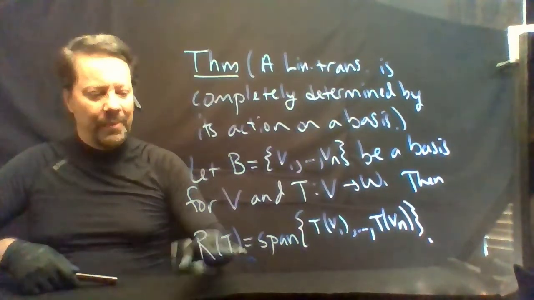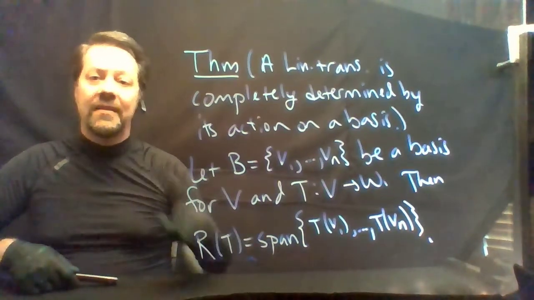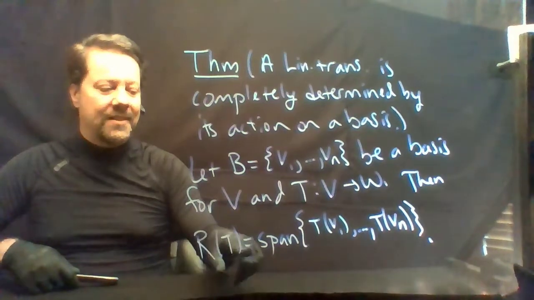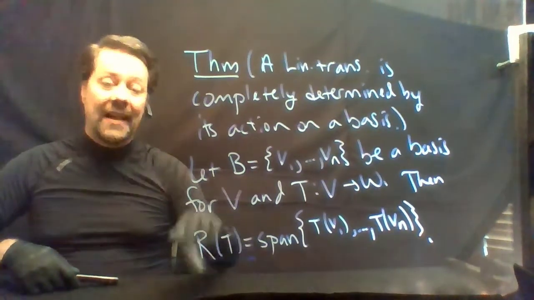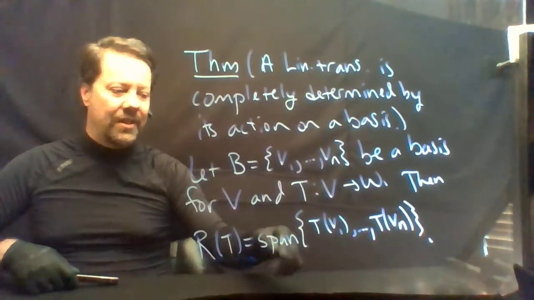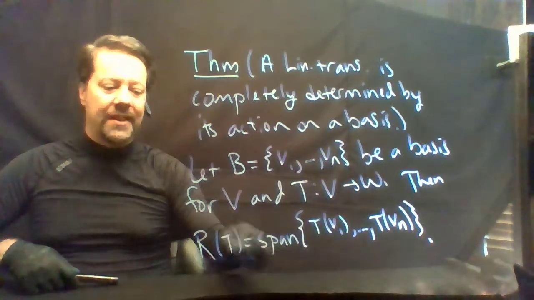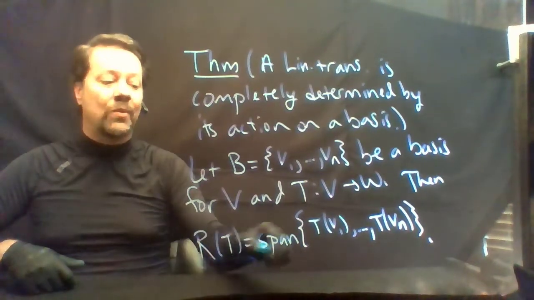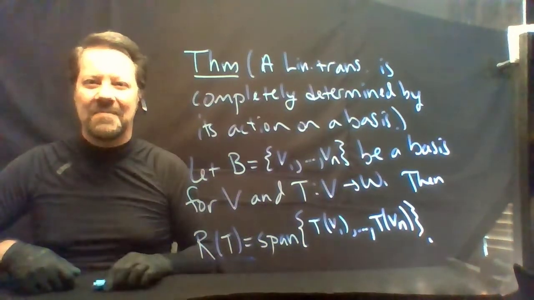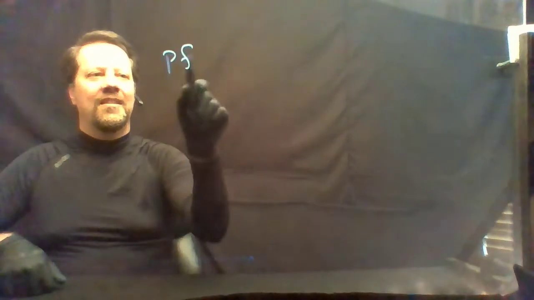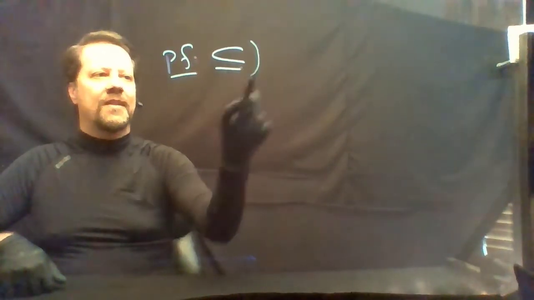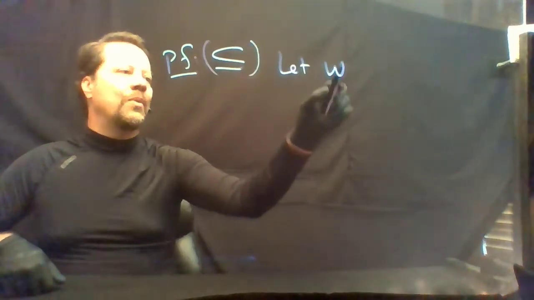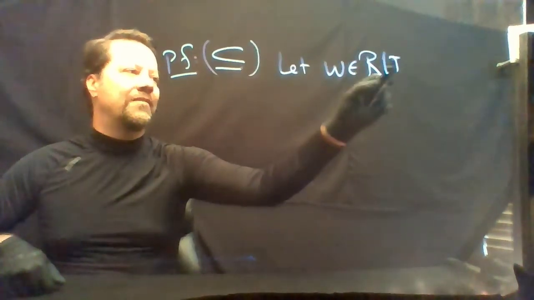Now, to prove the equality of two sets, you usually do the following. You prove one side is a subset of the other, and then you prove the subset inclusion goes the other way. The other side is a subset of the first. Proving subset in both directions gives you equality between sets. First, we'll prove subset inclusion in this way. To this end, let w be an element of the range of T.